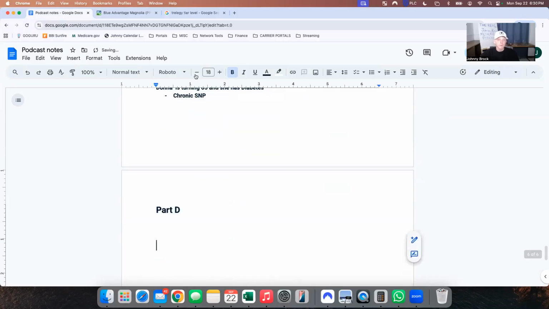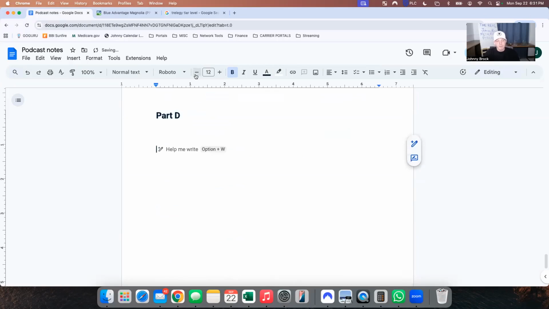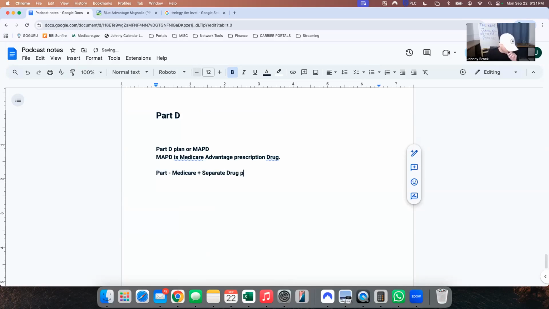All right, so we have Part D prescription drugs. You either have a Part D plan or MAPD. MAPD is Medicare Advantage prescription drug. You guessed it. And then Part D is just your simple Medicare plus drug plan. So it's separate: Medicare plus a separate drug plan. The reason that I wanted to type this out is because I want to show you something very, very neat. The phases.